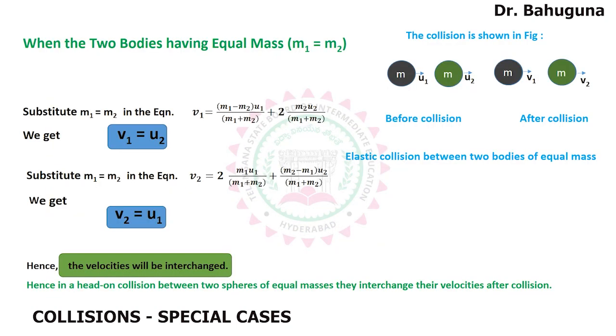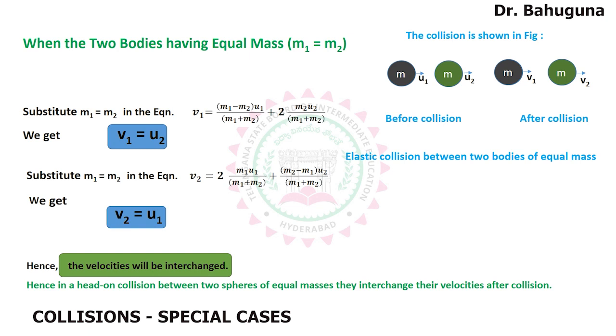The masses are the same. They are moving in the same direction with initial velocities u1 and u2. After collision, they are moving in the same direction with velocities v1 and v2. Then the equations for v1, v2: if you write m1 is equal to m2 and simplify, we get v1 is equal to u2. That means the first body gets the initial velocity of the second body. For v2, the velocity is equal to the initial velocity of the first body. That is, the velocities are interchanged.